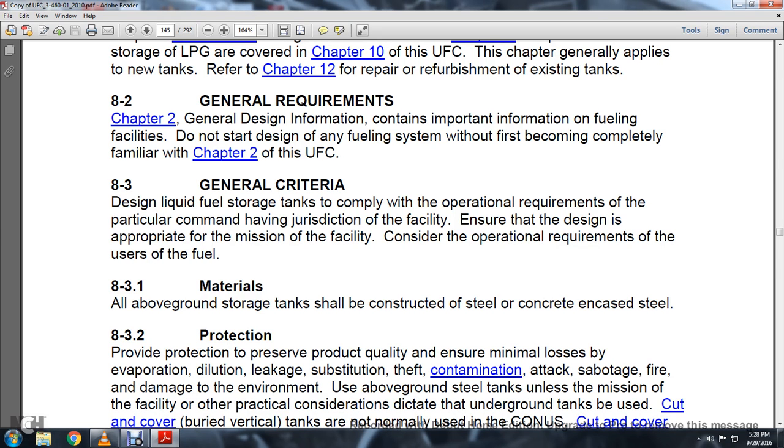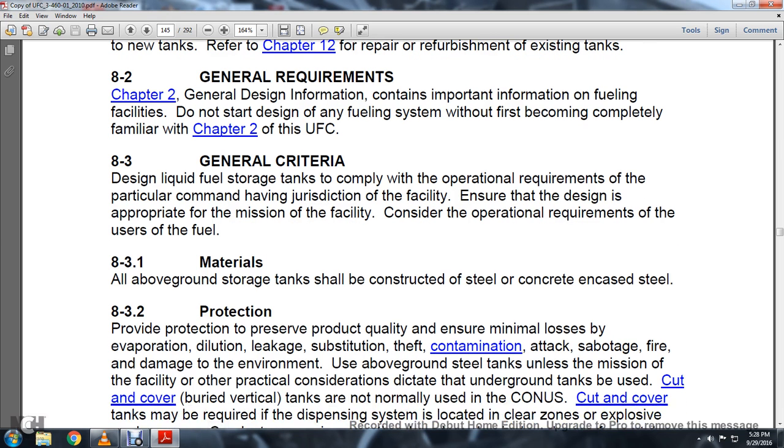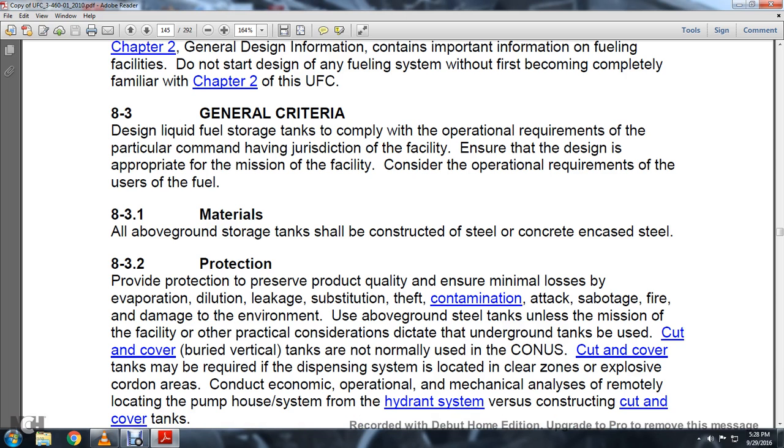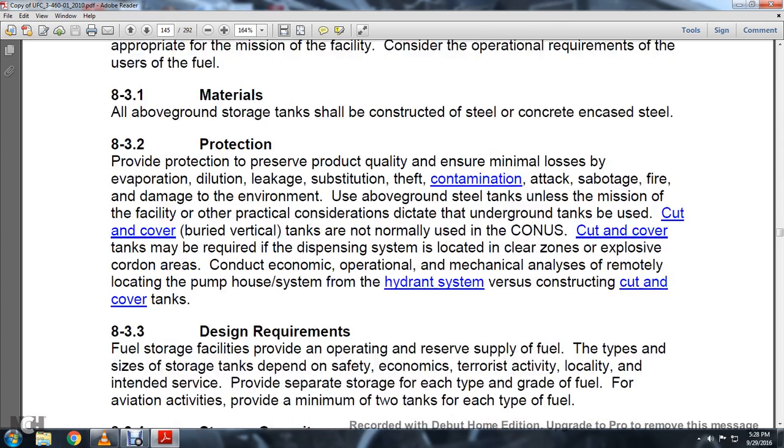The above ground steel tanks suit the mission of the facility. Other particular considerations may dictate that above ground tanks be used instead of buried vertical tanks, which are normally used in cut and covered tanks. Cut and covered tanks may be required where the dispensing system is located in the clear zone of the explosive cordon area, and to economically allow operational mechanical analysis of the remote location of the pumping housing system from a hydrant system. Various constructions of cut and covered tanks exist.